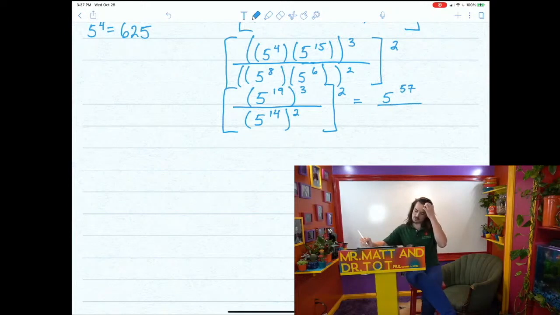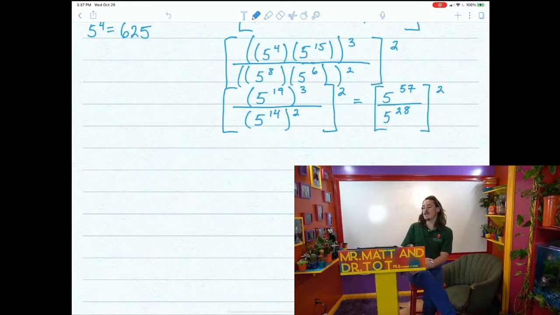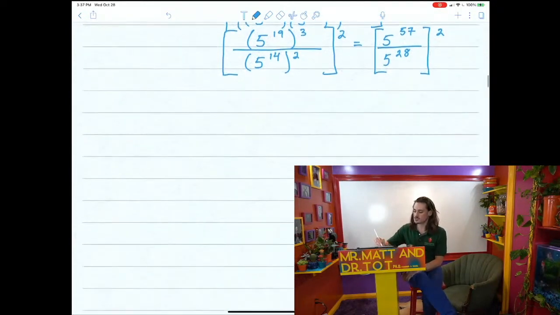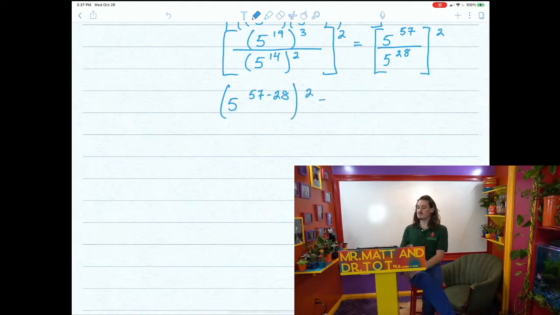divided by 5 to the 14, quantity raised to the second. That's equal to 5 to the 14 times 2 power. So that's 5 to the 28th power, quantity, and then we still have these brackets here, quantity squared. Now, we have common bases raised to exponents and we're dividing, so we can keep the base and subtract the exponents. So this is going to turn into 5 to the 57 minus 28 power, quantity squared. 57 minus 28, that's going to give us 29.